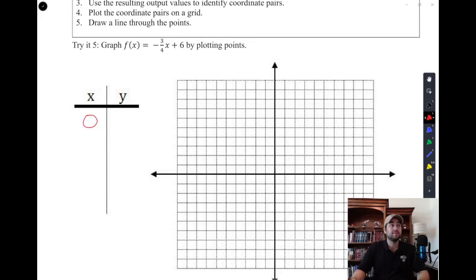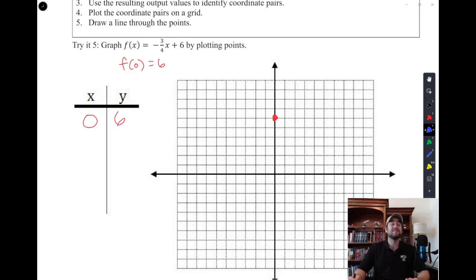So what's the easiest number to plug and chug in the world? I think 0. If we plug 0 into this function, it cancels the first term, because anything times 0 is 0, and you're left with just 6. And so we plot 0, 6. And then pick another point.